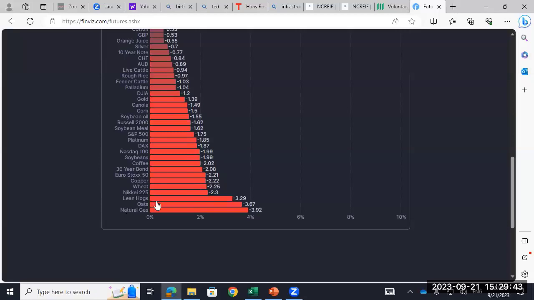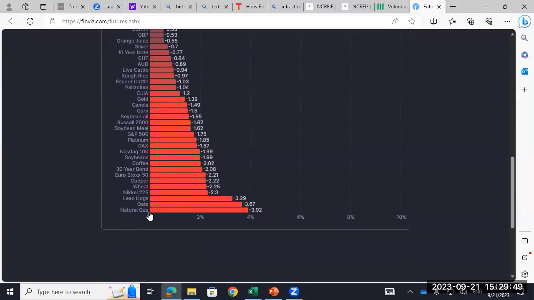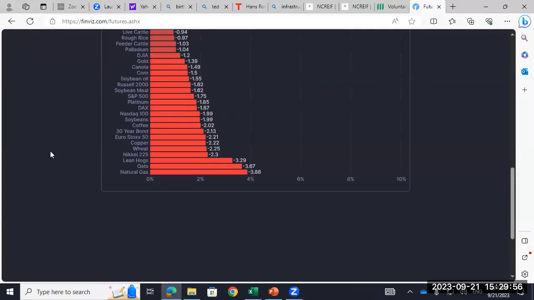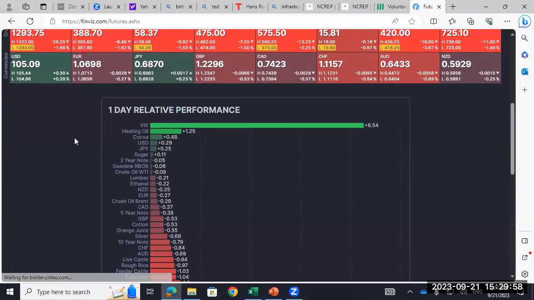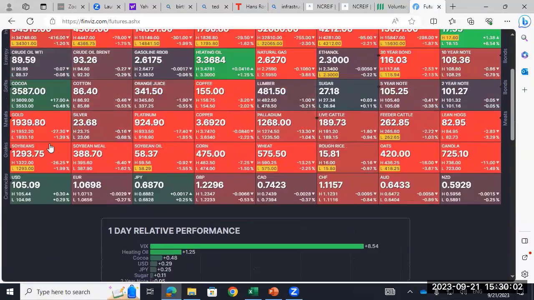Hogs are down today, oats are down today, natural gas is down today. How can heating oil be up and natural gas be down? That's kind of interesting. But everything's down. This is just a really, really red. I don't know if I've ever seen it that red before. We only have really two that are up. But those are the different ones.